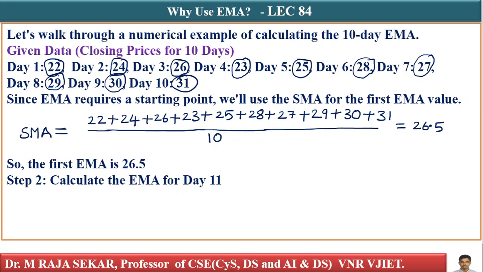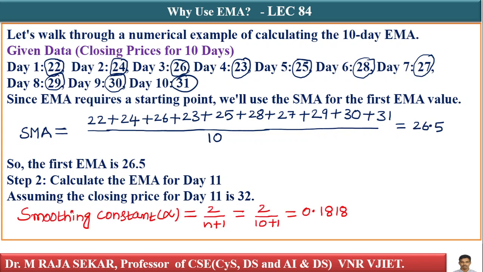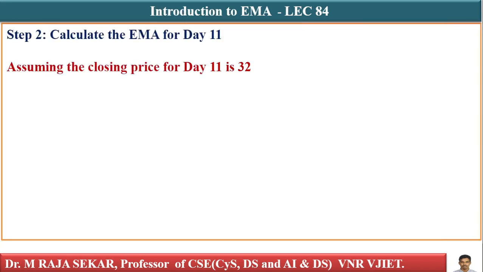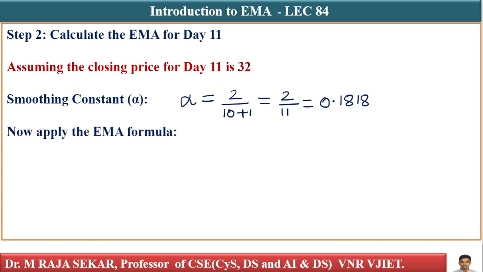Calculate the EMA for the 11th day. How can I calculate? Assuming the closing price for the 11th day is 32, the smoothing constant alpha is 2 by n plus 1. Here n means number of days. 2 by 10 plus 1 gives 0.1818 as the smoothing constant. Now what I have to do? I have to calculate EMA for day 11, assuming the closing price for the 11th day is 32.